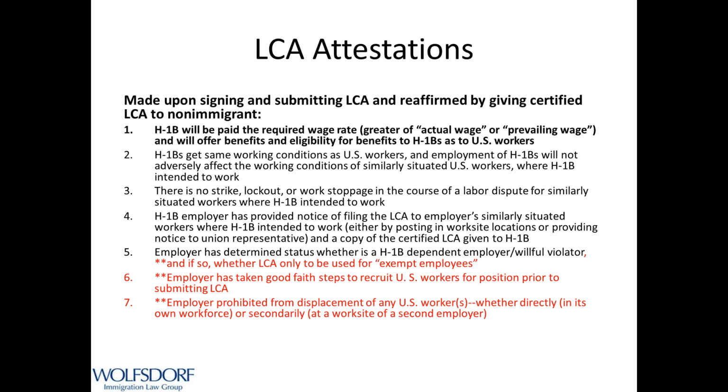But the 5 main ones is, determine whether or not you are a dependent employer or willful violator. Provide notice to all similarly situated workers in the geographic area, in the work sites where you're going to be employing that person. Certify that there's no strike or lockout or work stoppage, and give the H-1B worker the same working conditions as everyone else who's employed in that area in that similar position.